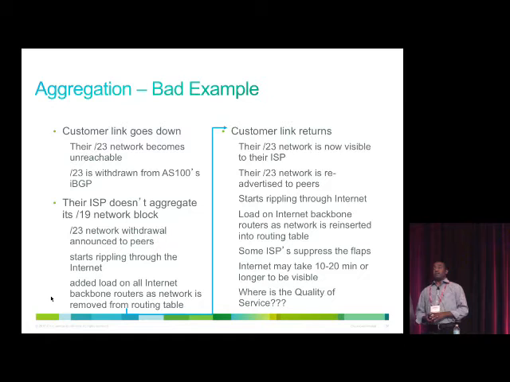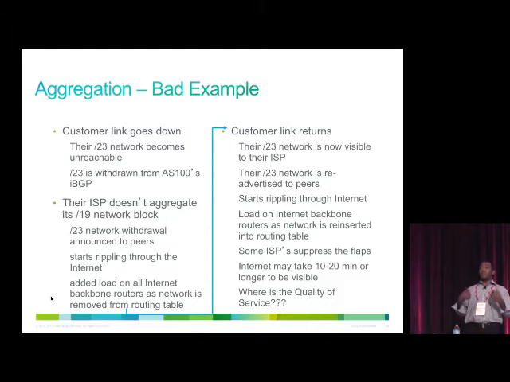Customer link goes down. What happens? When the customer link goes down, the route is withdrawn from iBGP. When the route is withdrawn from iBGP, since it's advertised via eBGP, it's also withdrawn from eBGP. When the route is withdrawn from eBGP, your next peer also has to withdraw it from all the advertisements it made to other peers. And the whole thing propagates, ripples through the internet.